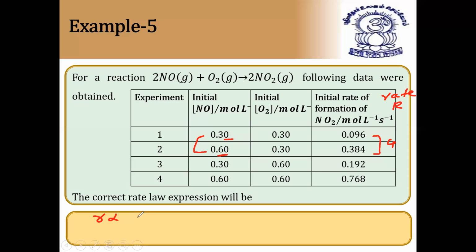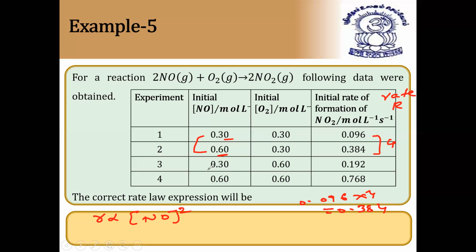R is proportional to the concentration of NO taken square, because when this is doubled, the rate should increase 2 times if the order were 1. But it is increasing 4 times, because if you multiply 0.096 by 4, you will get 0.384. You can check that clearly. So in the first instance, R is proportional to the concentration of NO taken twice.